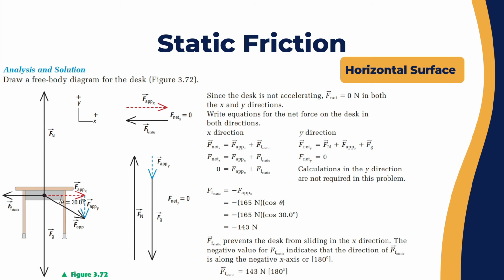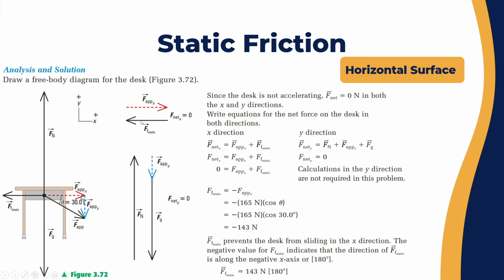So we start with a 3-by diagram. You have the table here. You have the applied force here with a 30-degree angle. The applied force can be split into F applied X and F applied Y. The static friction force would be going in the opposite direction of the horizontal applied force. And you have the gravitational force and the normal force. These are always there in the 3-by diagram as long as the object has a mass.